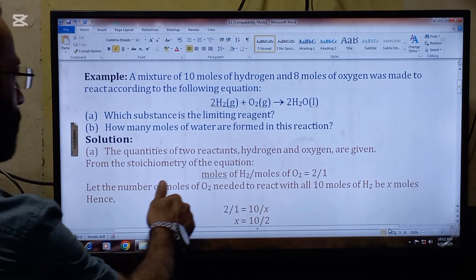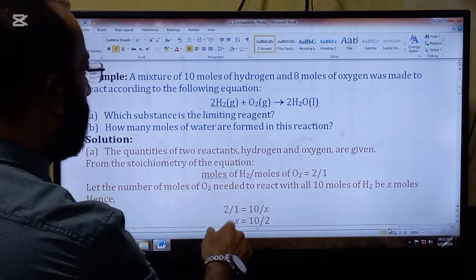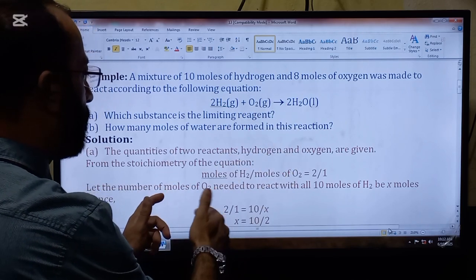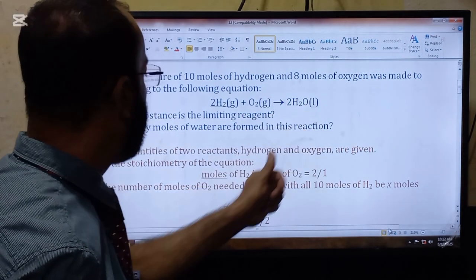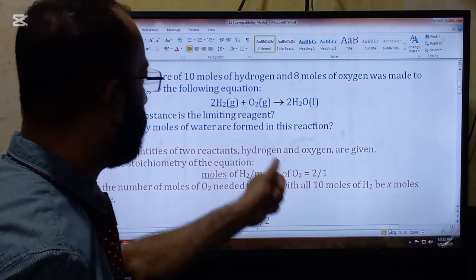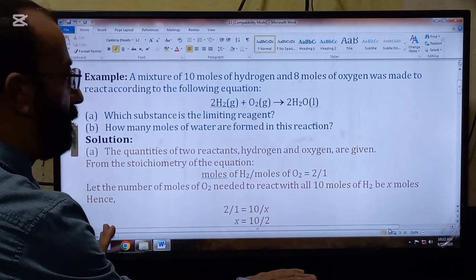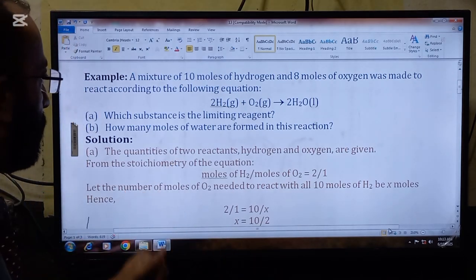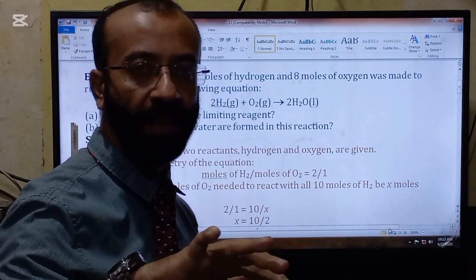So look now, the quantities of the reactants hydrogen and oxygen are given. From the stoichiometry of the equation, for these two substances we are going to make the mole ratio. So hydrogen and oxygen are involved. So moles of hydrogen to moles of oxygen are 2 to 1. So this will be the first step. We will make the mole ratio. Now the procedure will start to decide which one is the limiting reagent. Now we will let one substance be the limiting reagent.